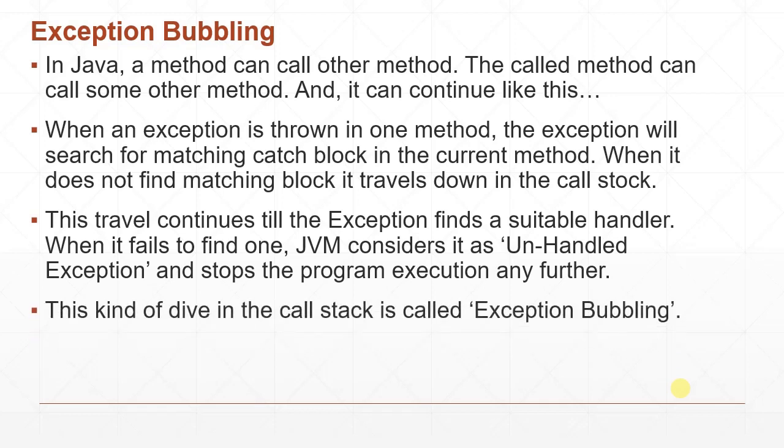Alright, when an exception occurs in one function and travels down the call stack searching for a suitable handler, it is called exception bubbling. In the call stack analogy, if an exception occurs in the topmost function in the call stack, we do a stack walk from top to bottom, searching for the handler for that thrown exception.